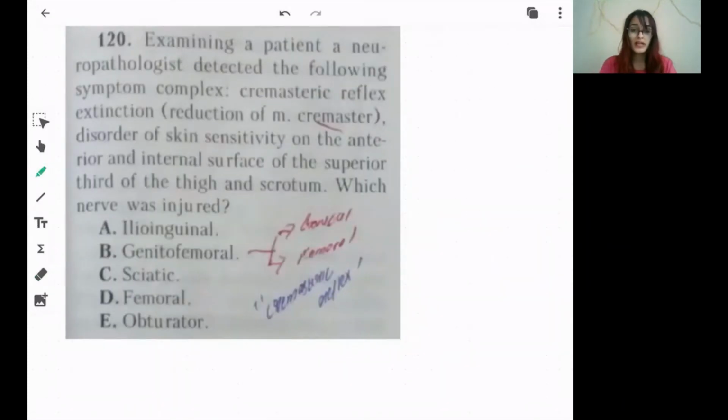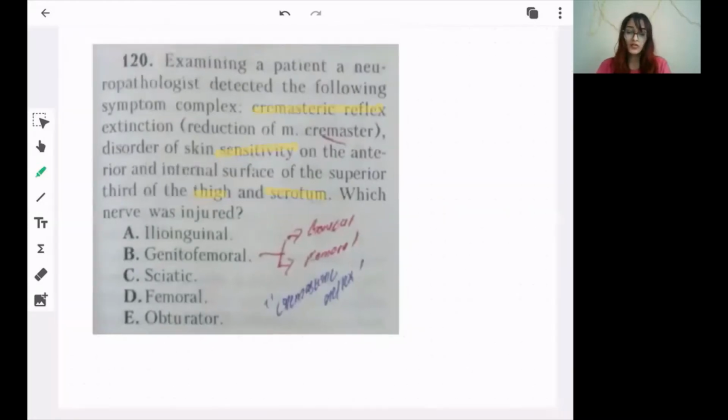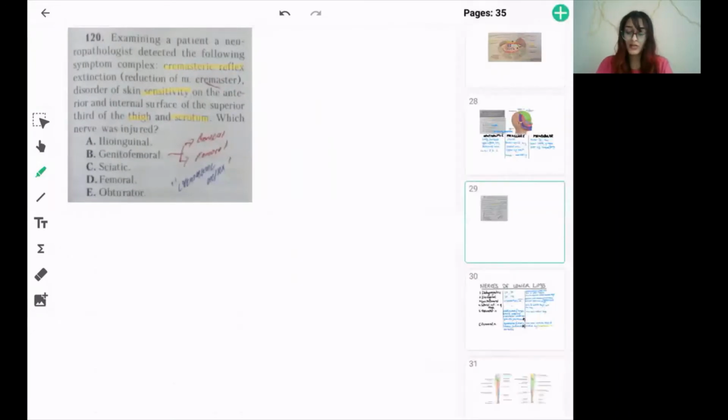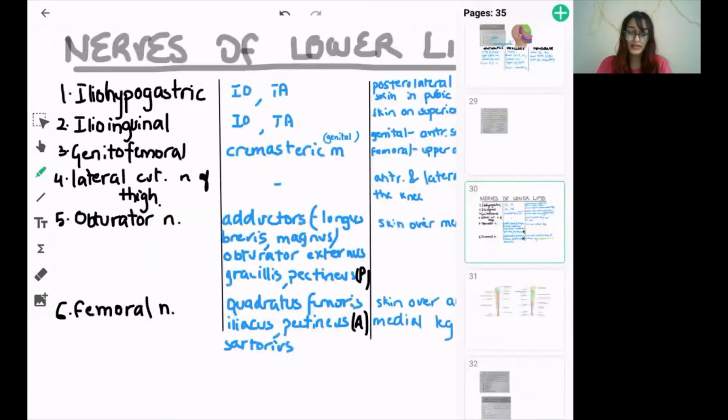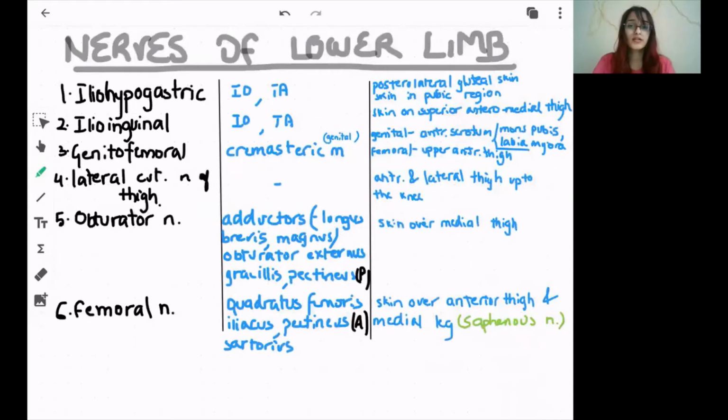So let's move on to the next question. In this, the patient has an absent cremasteric reflex. The sensitivity is disordered on the internal surface of the thigh and the scrotum. So first of all, let's look at a list of nerves of the lower limb. These are the nerves originating from the lumbar plexus: the iliohypogastric, ilioinguinal, genitofemoral, lateral cutaneous nerve of thigh, obturator, and femoral nerve.